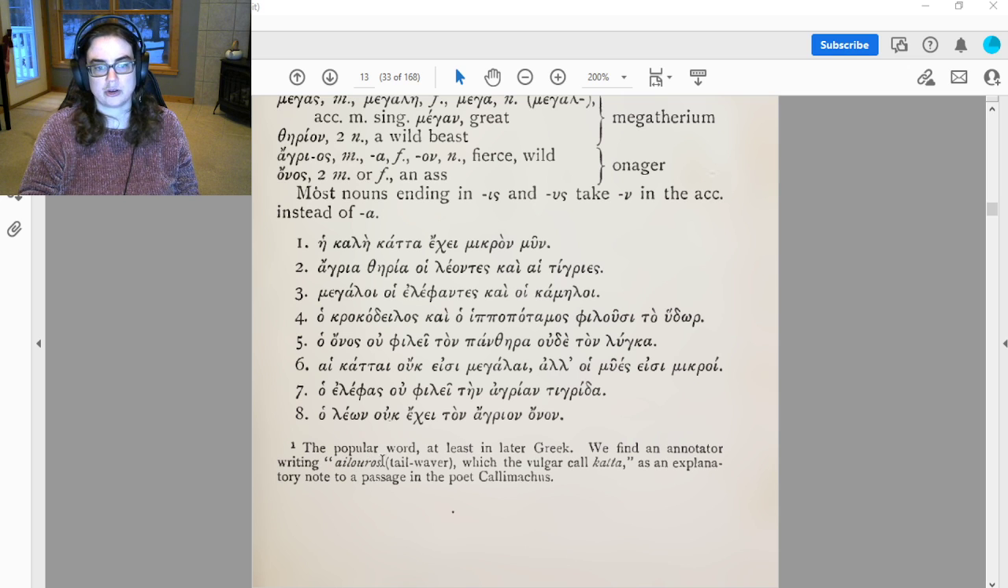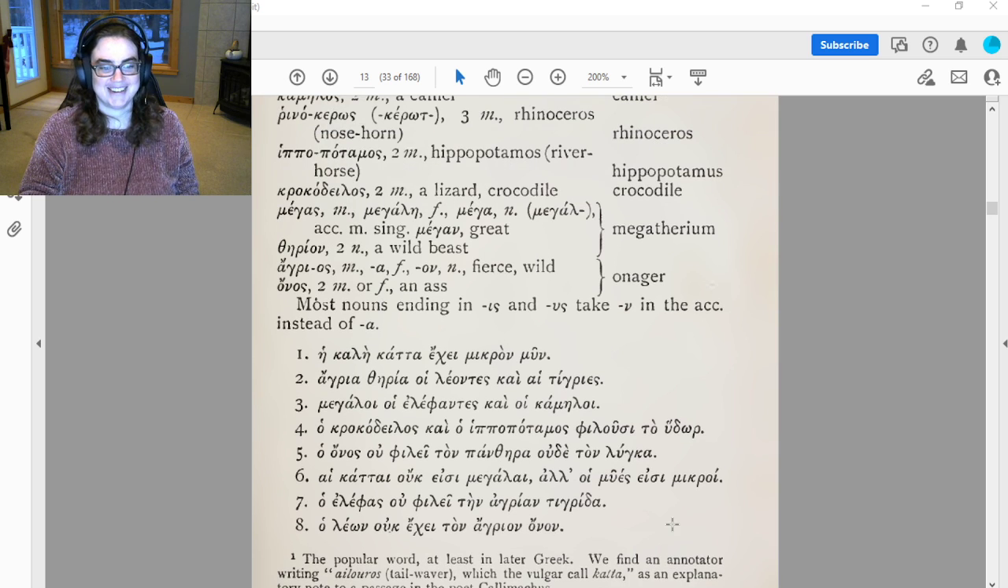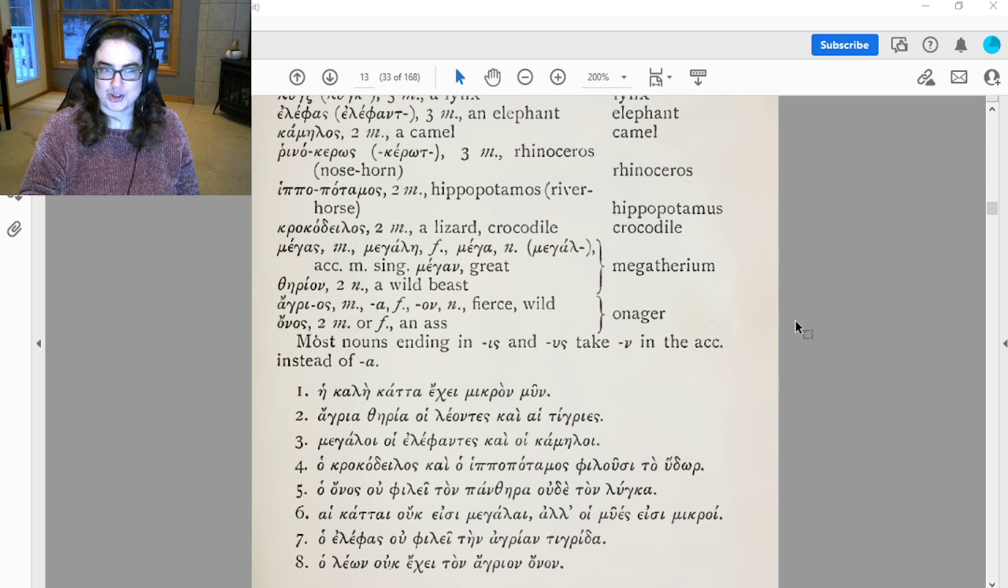Ailuros is the one I'm more familiar with, tail waver, which is way more cute, but yeah. Since we're doing Greek through English, we'll use kata. A mouse, of a mouse, to a mouse, oh mouse. Alice learned that sentence by reading her brother's Latin grammar. How cute. I like it. Hekale kata eche mikron mun. The beautiful cat has a tiny mouse. They are tail wavers, like they're big into that. So the name makes total sense.